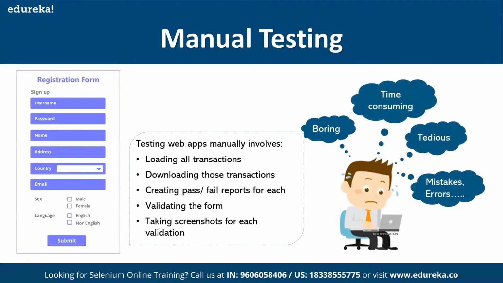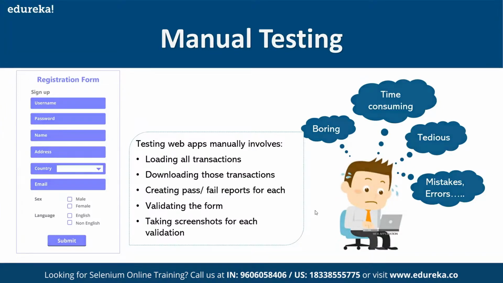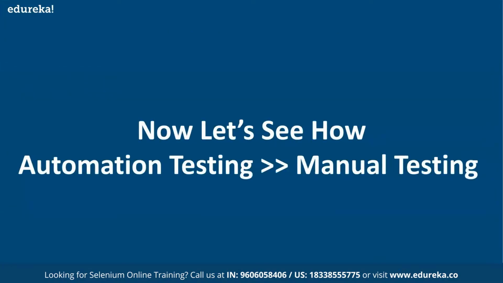So whatever the task they were doing, that was kind of a boring, monotonous task. It was tedious, and a lot of time was also being consumed. And sometimes you might have incorrectly counted how many registrations you have done. So there could be errors, there could be mistakes, a lot of issues can come in manual activities. But now let's see how we can get along this manual testing activity using automation.